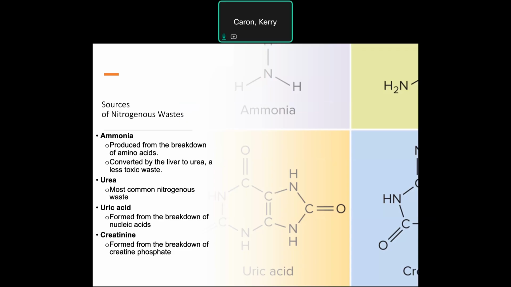The ammonia gets converted in the liver to urea, which is a less toxic waste and can be removed. Urea is the most common, and it kind of sounds like urine, most common nitrogenous waste. Uric acid is also formed by the breakdown of nucleic acids. And creatinine is formed by the breakdown of creatine phosphate. So these are all wastes that need to be removed from the body, and typically that's through urine.